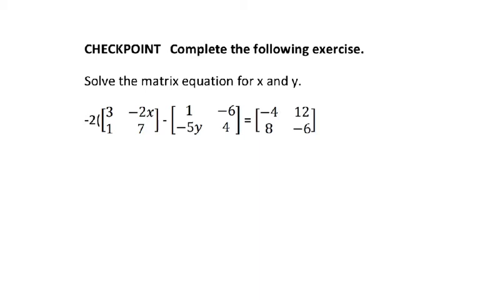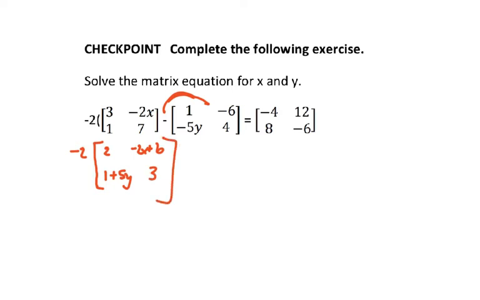Okay, I lied. It was 5 seconds. Couldn't wait. We're going to do subtraction first. This negative 2 is going to come down. And we're going to have 3 minus 1 is 2. We're going to have minus negative, which is going to be negative 2 plus 6. Negative 2x plus 6, excuse me. 1 minus negative 5, so 1 plus 5y. And 7 minus 4 is 3.